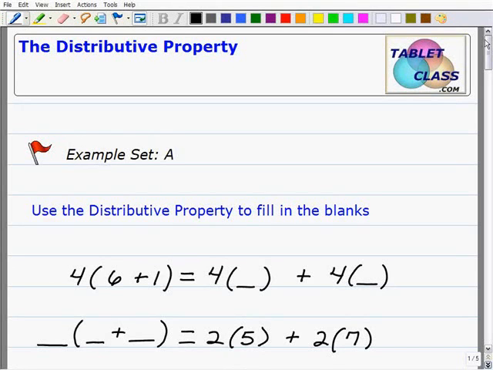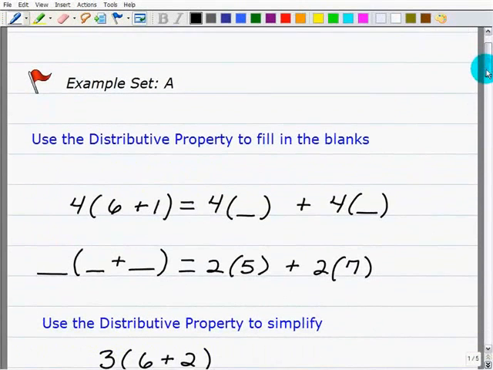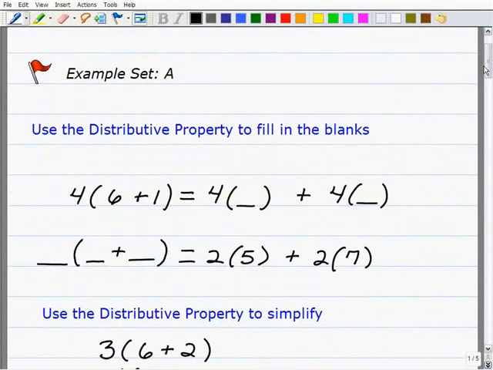So let's go ahead and practice the distributive property by starting off with this fill in the blanks question here. We want to use the distributive property to fill in the blanks. Recall the distributive property states that you could take a number that's going to be multiplied by a sum or difference and distribute it to the parts of that sum or difference.